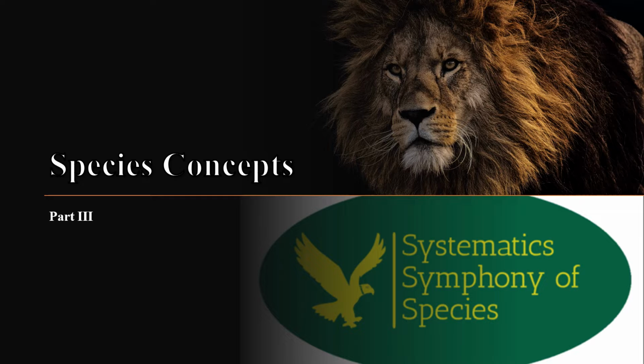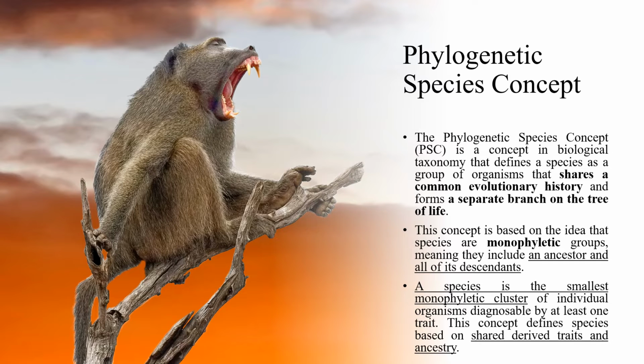In this video, we're going to talk about another species concept. This concept is called the phylogenetic species concept, or in abbreviation PSC. It's a concept in biological taxonomy that defines a species as a group of organisms that shares a common evolutionary history and forms a separate branch on the tree of life. This concept is based on the idea that species are monophyletic groups, meaning they include an ancestor and all of its descendants. A species is the smallest monophyletic cluster of individual organisms diagnosable by at least one trait. This concept defines a species based on shared derived traits and ancestry.